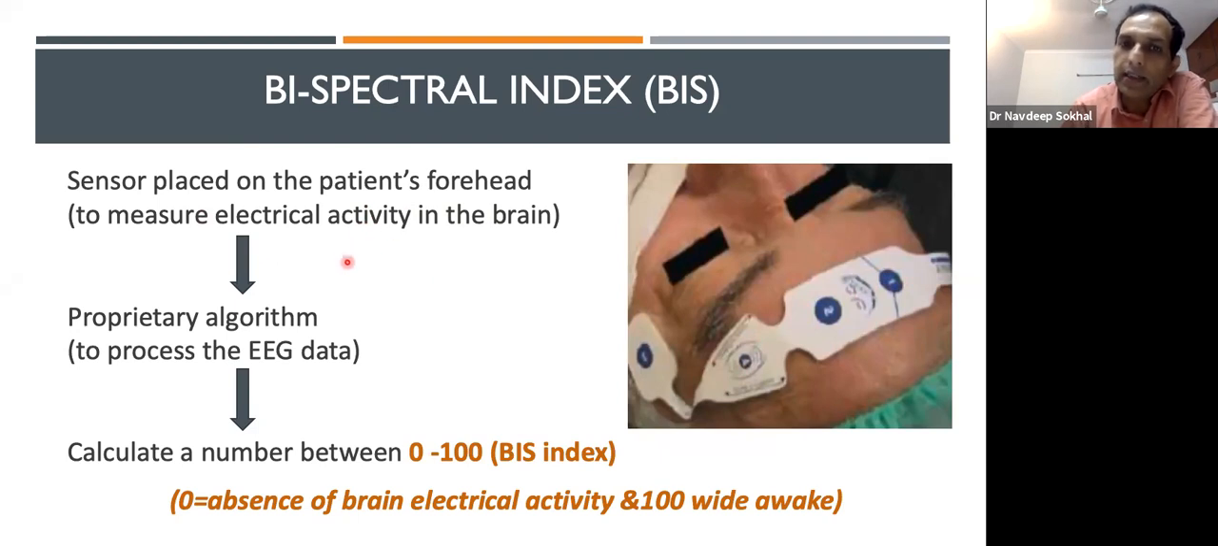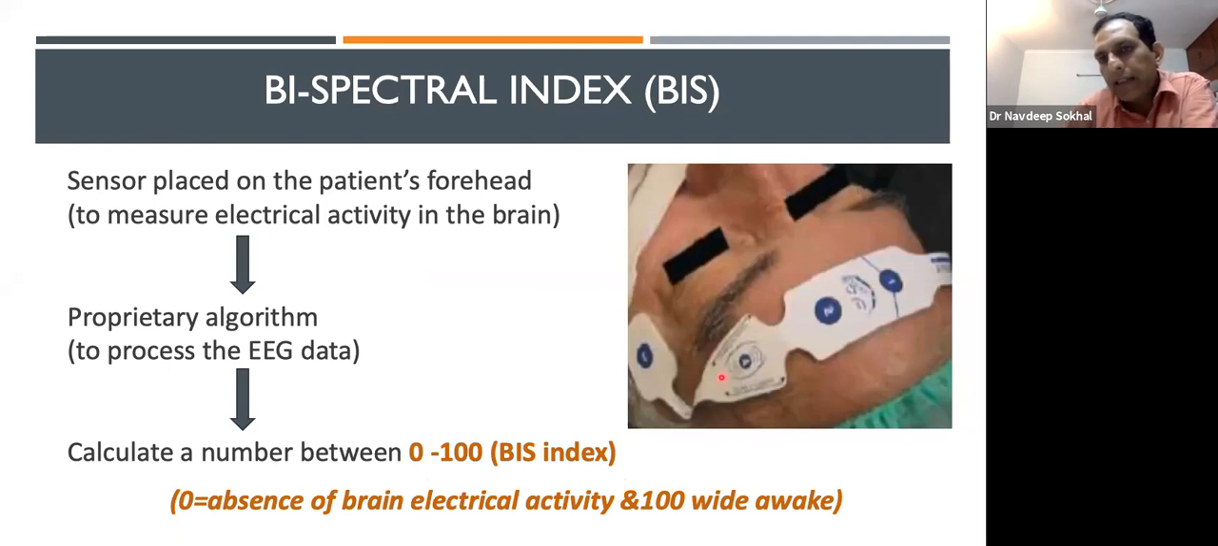Then this electrical activity passes through a proprietary algorithm, which is actually proprietary to the company and is not disclosed to anyone. And using that algorithm, a number is calculated and is displayed as a dimensionless number between 0 to 100, which is called a BIS index. Now, 0 means there is no electrical activity or isoelectric line, whereas 100 tells you that the patient is wide awake. There is no sedation, anesthesia, anything. He is absolutely awake. So this is how.